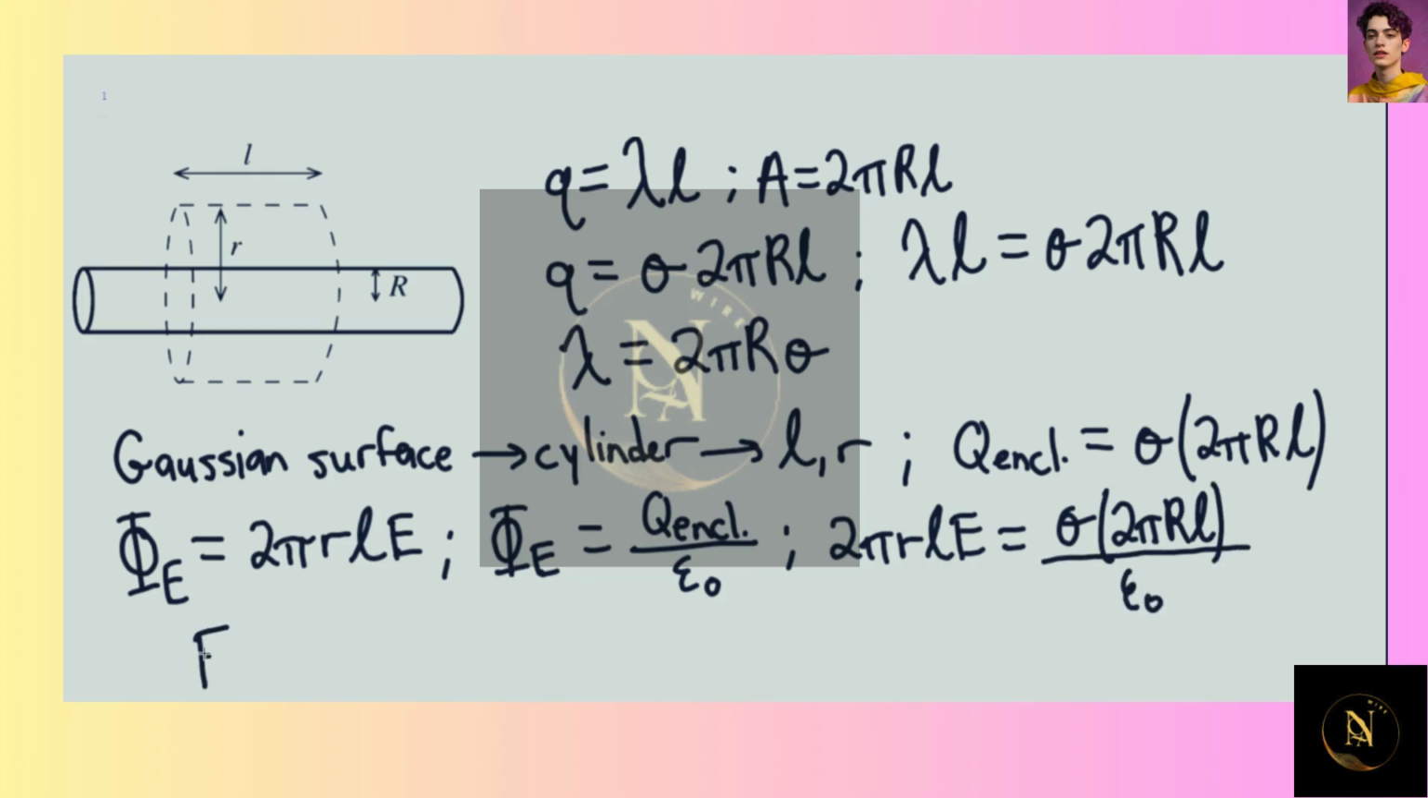And so we find that E, the electric field, is going to equal the surface charge density times R divided by epsilon naught times r. Capital R being the radius of the cylinder, and lowercase r being the radius of the Gaussian surface. So this would be our answer for part A. This would be our answer for part B.